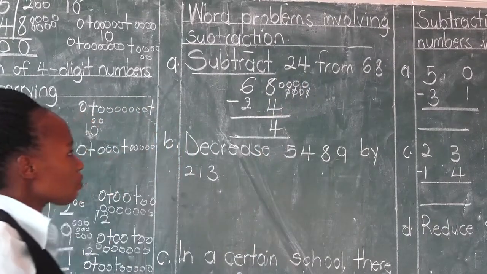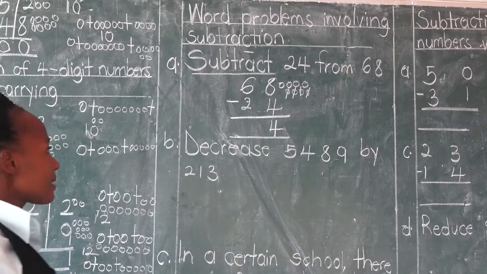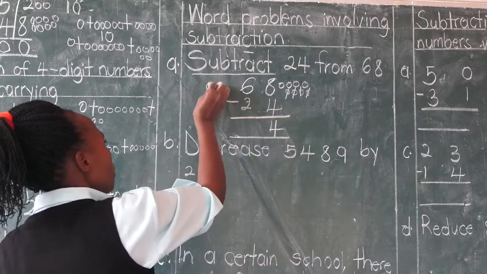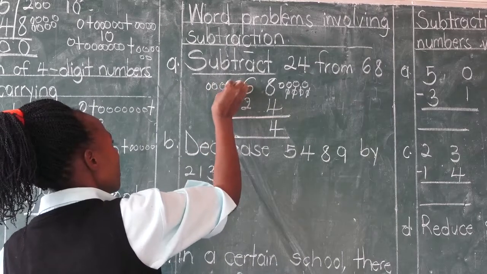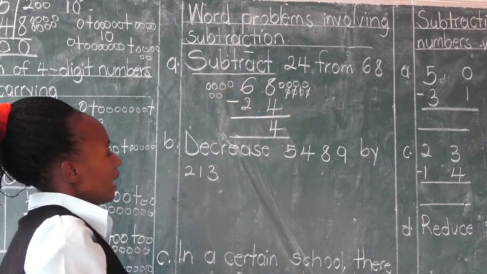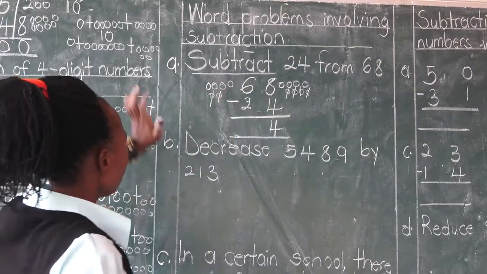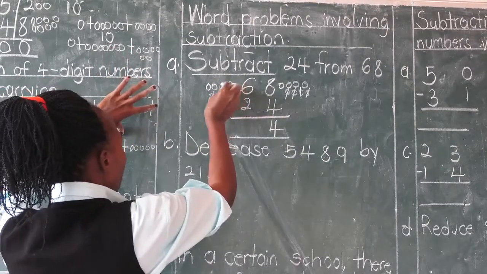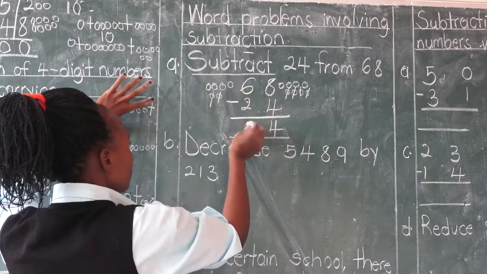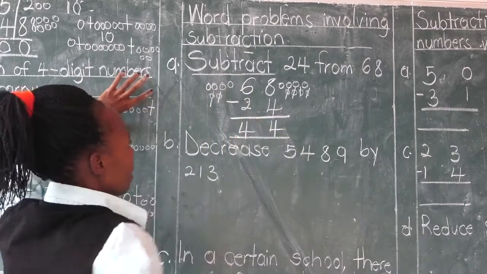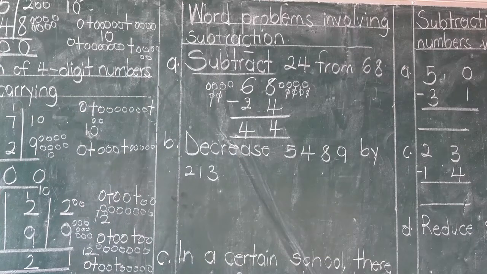Let's count the next place value there. We have 6, take away 4: 1, 2, 3, 4, 5, 6. Take away 2: 1, 2. Let's count the remainder: 1, 2, 3, 4. That's what we remained with.